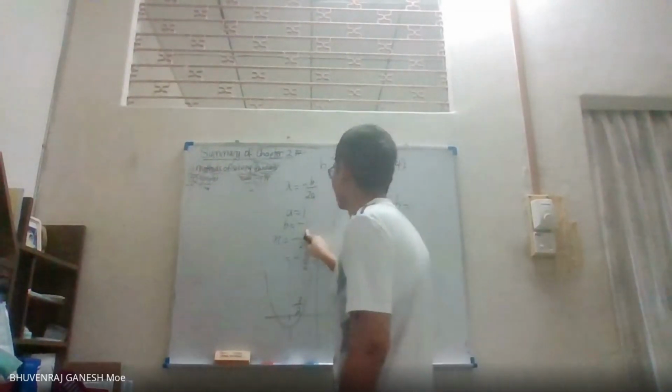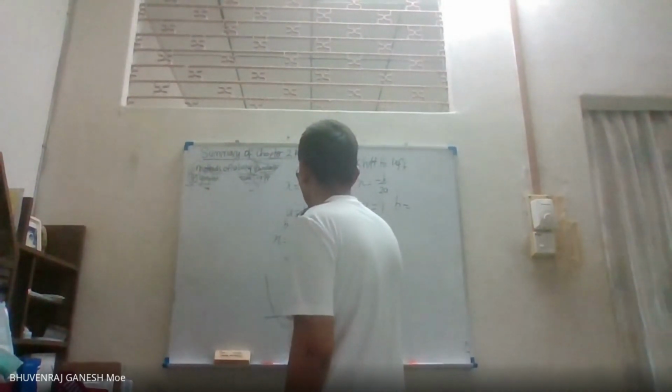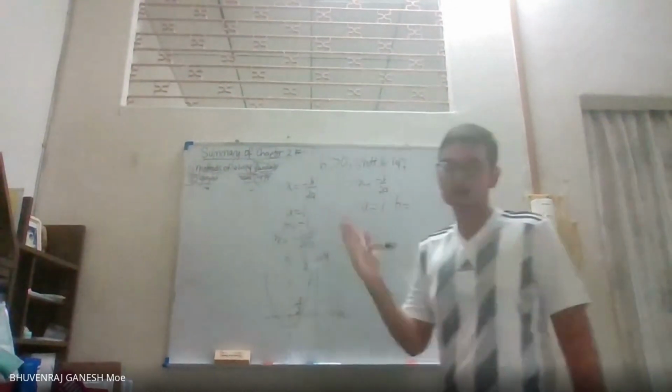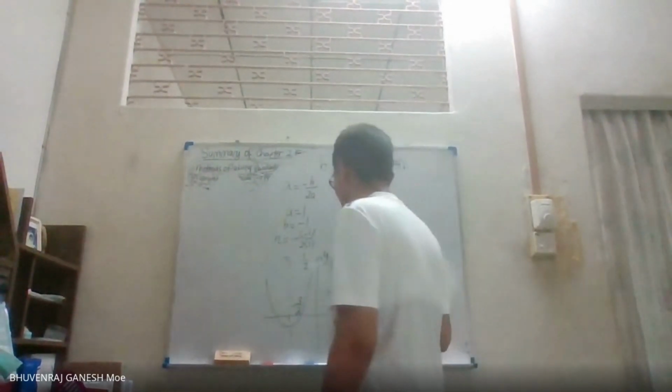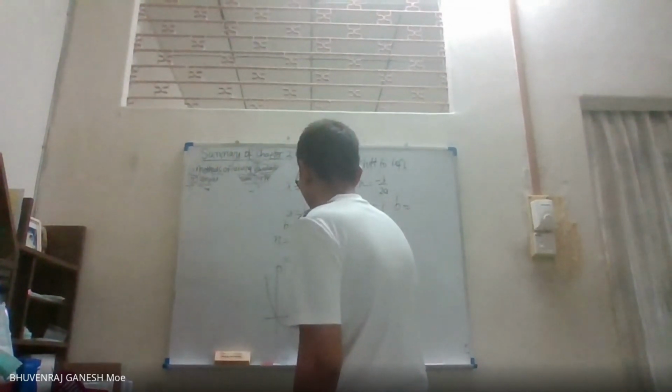I put inside this formula, right? X is negative B over 2A. You will get X is 1 over 2. Means the axis of symmetry is at 1 over 2. You can imagine where it is. Let's say I change the axis here. So this is 1 over 2.